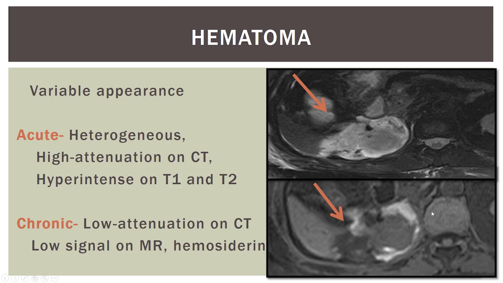As we see in this case of subacute hematoma, which is 8 days after right-sided nephrectomy, we see a heterogeneous fluid collection in the nephrectomy bed due to different ages of the blood. Subacute hematoma, we see mixed signal intensity on both T2 on top and T1 on the bottom. Subacute hematoma.